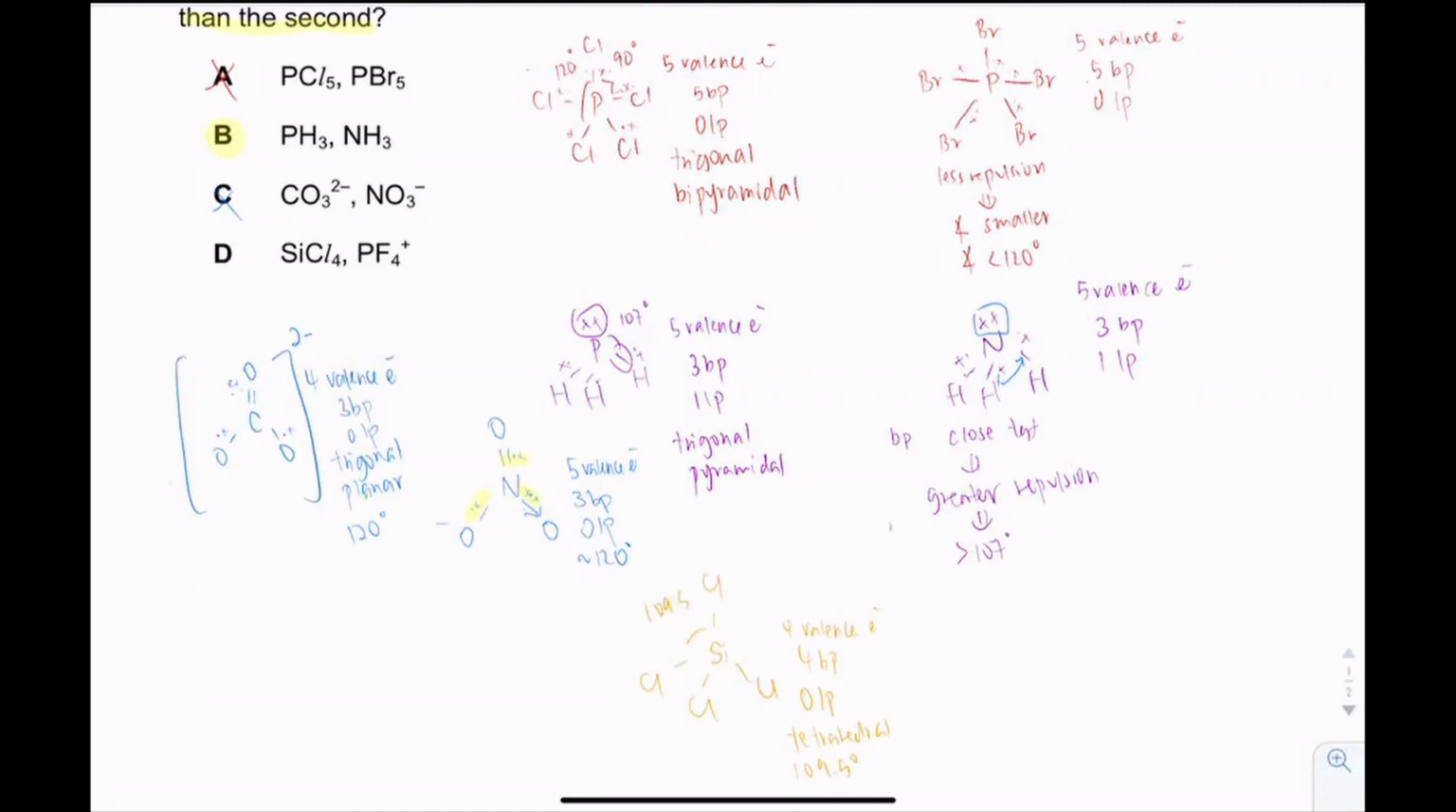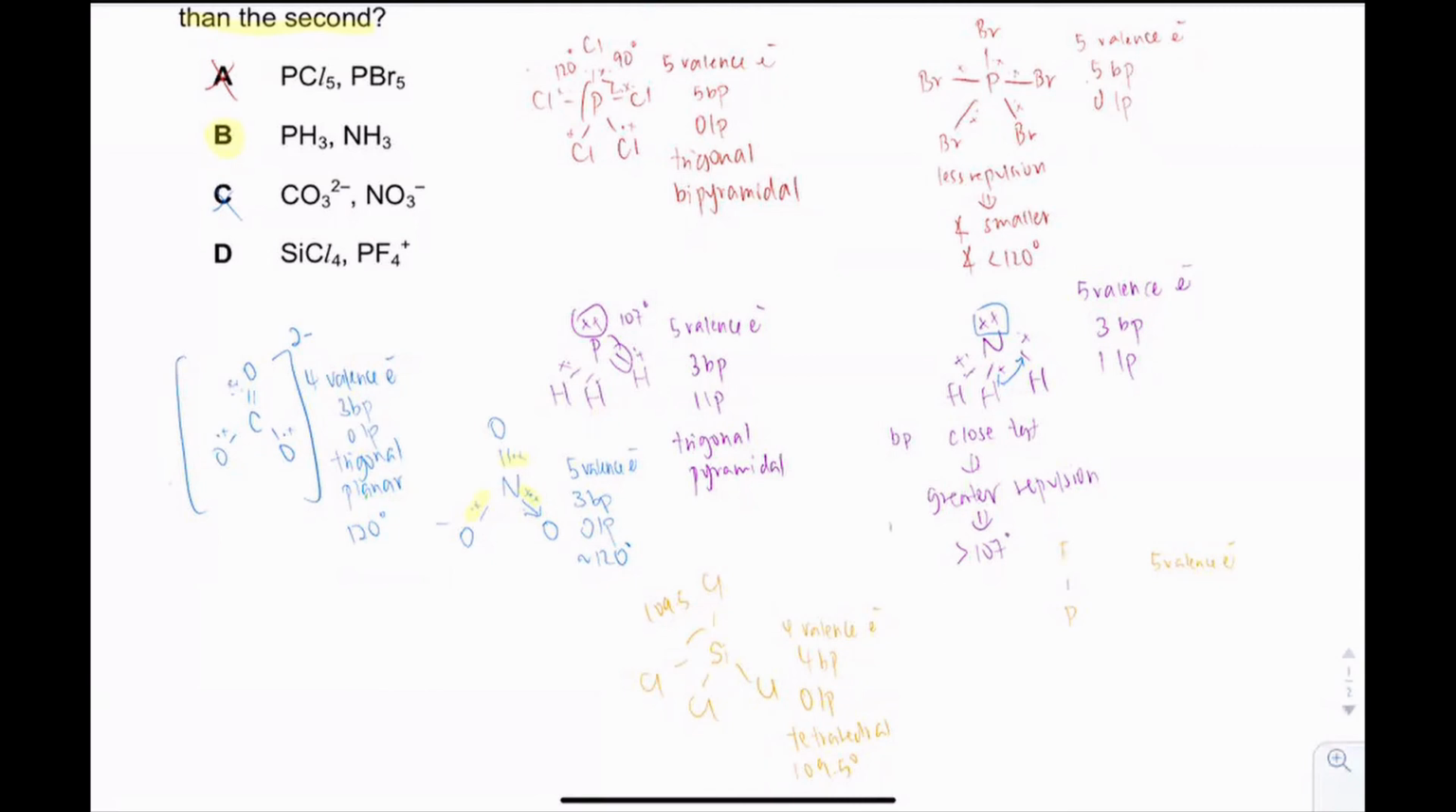PF4+. So P has 5 valence electrons. Plus means that it has lost 1 electron. So where will it lose it from? It will always lose electron from the less electronegative atom, because the less electronegative atom is less able to hold on to that shared pair of electrons. Over here, between P and F, P is less electronegative. Hence, 1 electron is lost from P, so P will only have 4 valence electrons. Therefore, it will be just nice.